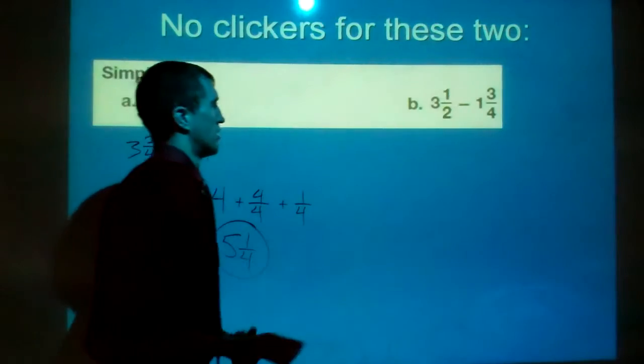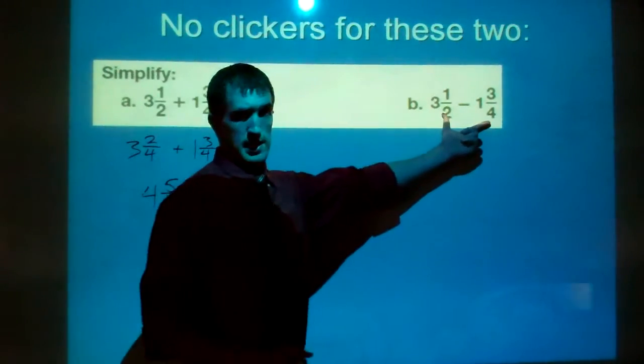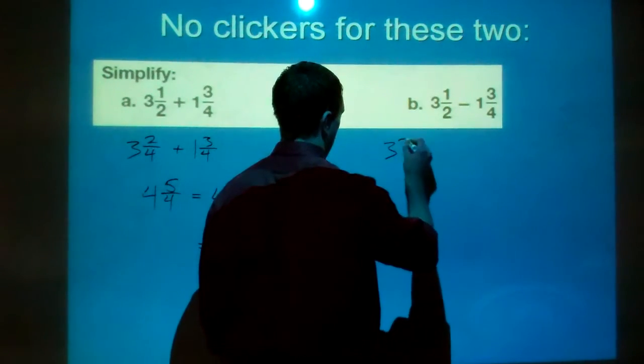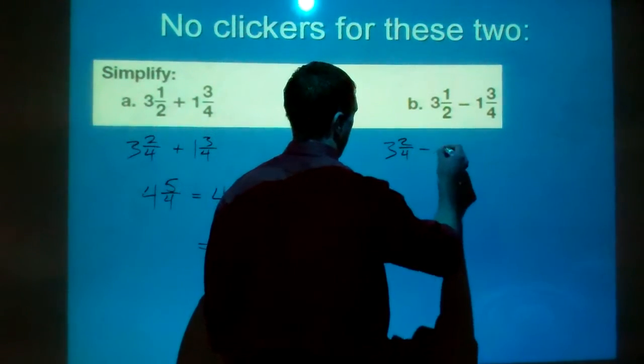So, basically, noting that we have 1 here to add to this large 4, and then 1 left over for our 1/4. Okay? Now, this one we're going to do the same thing. We're using the same numbers, but we are subtracting now. So this is 3 and 2/4 minus 1 and 3/4.